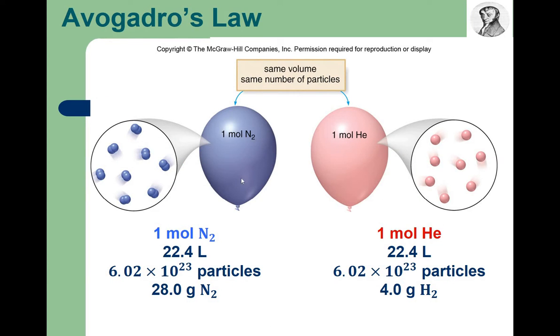So basically, Avogadro's hypothesis was saying, if I have a mole of nitrogen and a mole of helium at standard temperature and standard pressure, then the volumes are going to be 22.4 liters. They're each going to contain 6.02 times 10 to the 23rd particles, but they're going to have a different mass. Okay? It's just like saying if I have 24 elephants versus 24 mice, they're going to weigh differently, but I still have 24 of each.